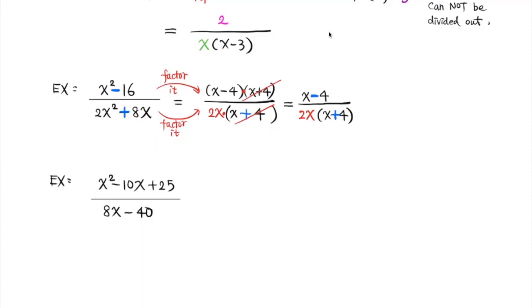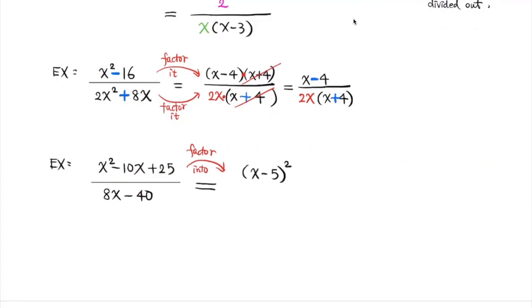Next example, x squared minus 10x plus 25, this quantity divided by 8x minus 40. To prepare to simplify, we first recognize that the numerator up here is a perfect square trinomial. So we can factor that into x minus 5 perfect square. Or you can write this as x minus 5 times x minus 5 using the trial and error method.